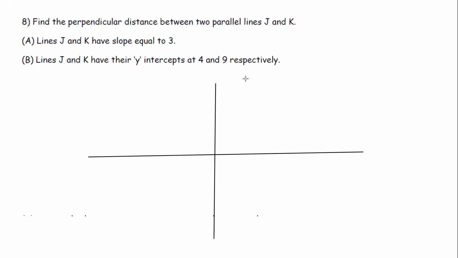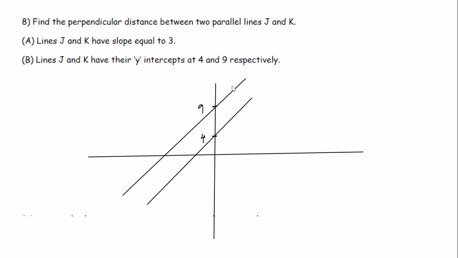Okay, so let's assume this is my y-axis, and lines J and K have their y-intercepts at 4 and 9 respectively, right? So this is my 9 intercept, and this is my 4 intercept. Let's shift it up a bit. So that's my 9 and that's my 4, right? And the slope is 3.